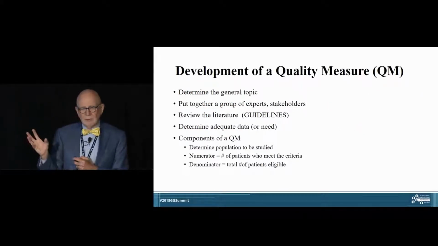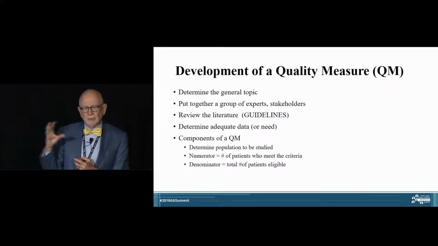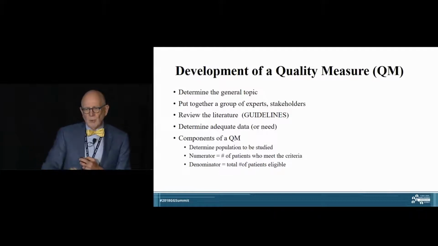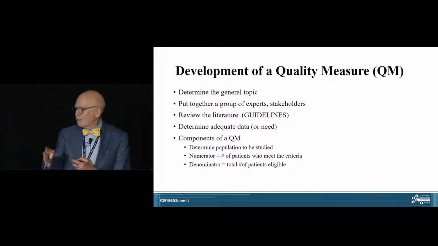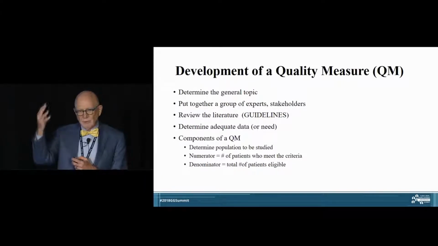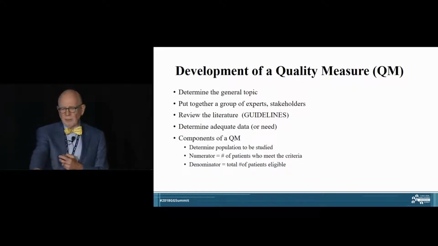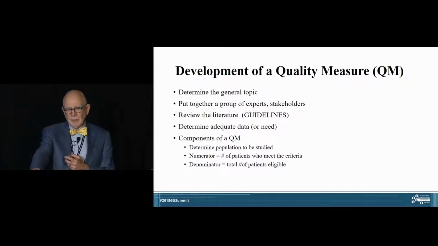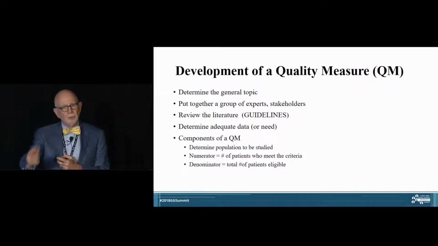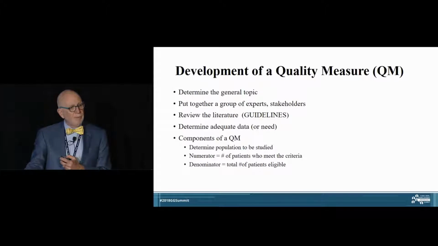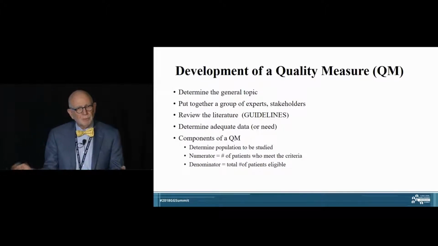Again, the academy and other academies do similar things. Development of a quality measure, and what you see is it looks a lot like the development of guidelines process. The review of the literature. Components of a quality measure determine who you're talking about, the population. Then you have to have a numerator, those who meet the criteria, and a denominator, all the people that it's applicable to.